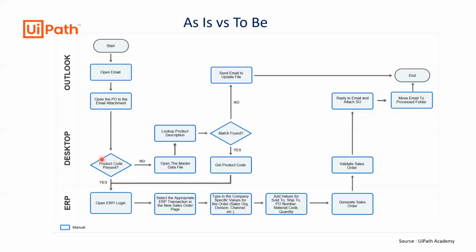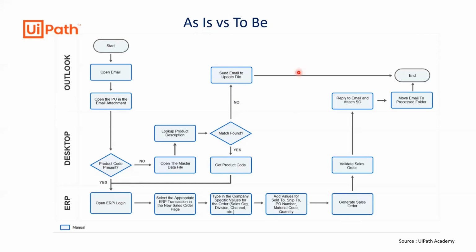But what happens if there is no product code present? Then in that case, you have to open a master file. You have to look for the product description. In the master file, you will check if the product is available or not. If the product is available, you get the product code from the master file and then you do this process. But if it is not available in the master file, then you simply go and update the email and say that, okay, this is not a valid product number, right?